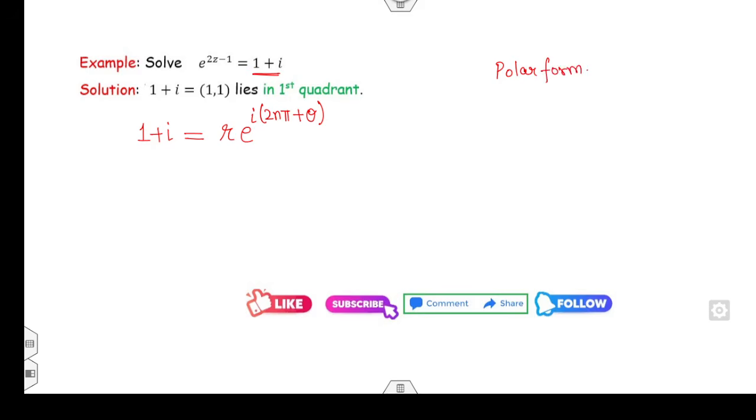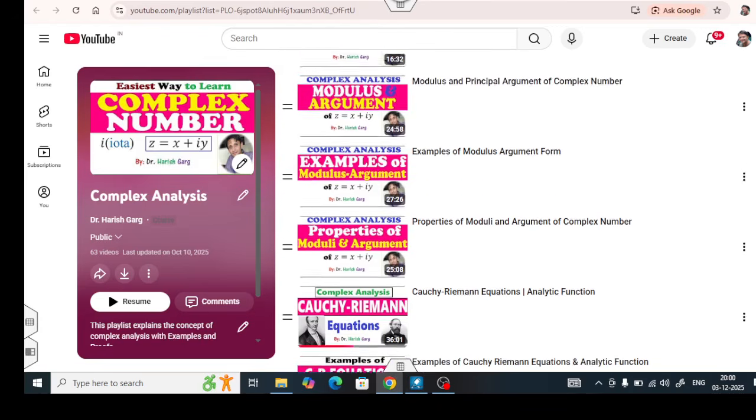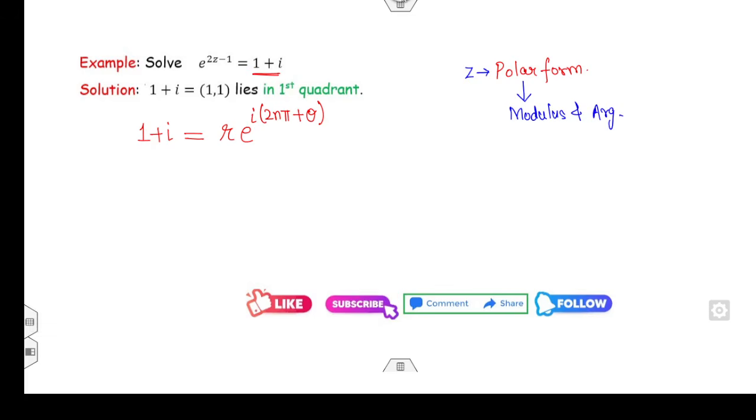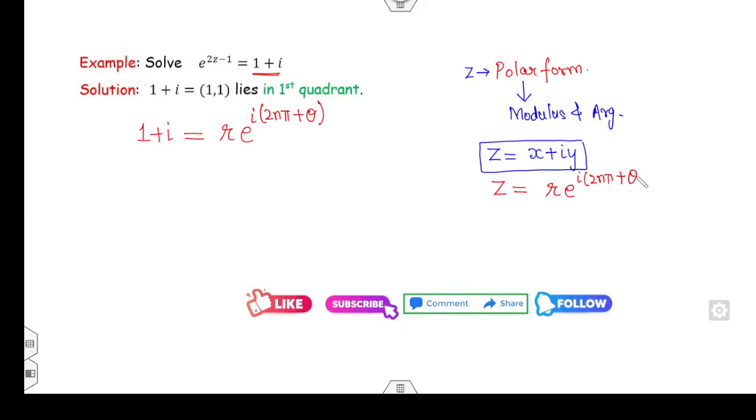How you can write any complex number z in polar form is, we can use the idea of modulus and argument. For more details, you can watch the lecture on modulus and argument under my playlist. I will tell you the simple recall. If your complex number is z equal to x plus ιy, I can write z is r e raised to power 2nπ plus θ.